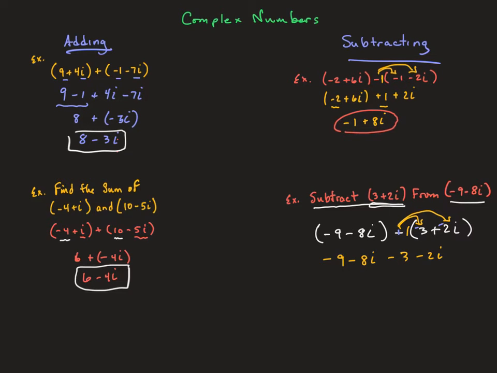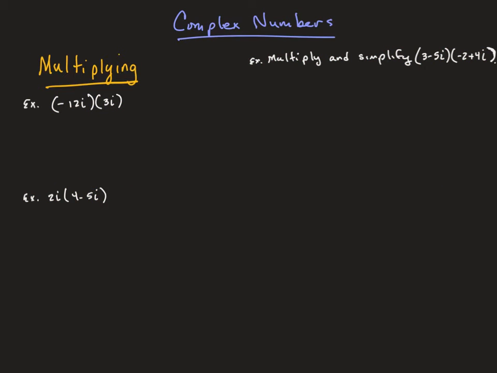So now I have a whole bunch of stuff I can combine. So I'm going to have negative 9 minus 3 is going to give me negative 12, and then negative 8i minus 2i is going to be negative 10i. So there you go. There's my complex number using subtraction, complex number using addition. So again, same principles, same rules, same that we have been using. Now as we get into multiplying, it may become a little bit more challenging.